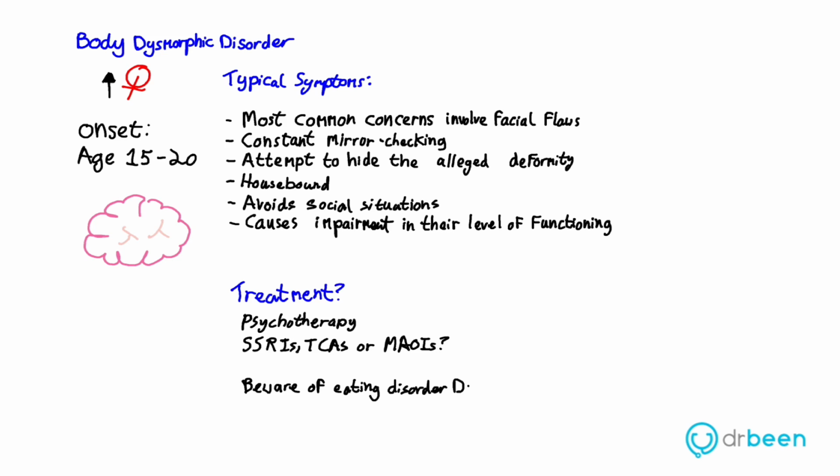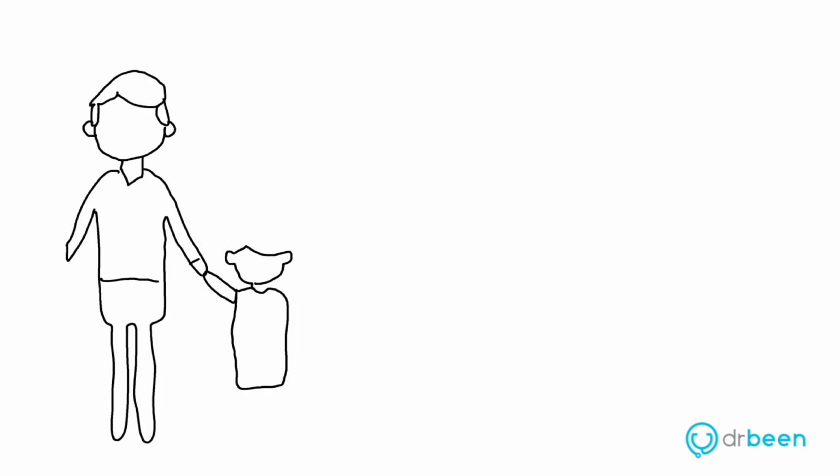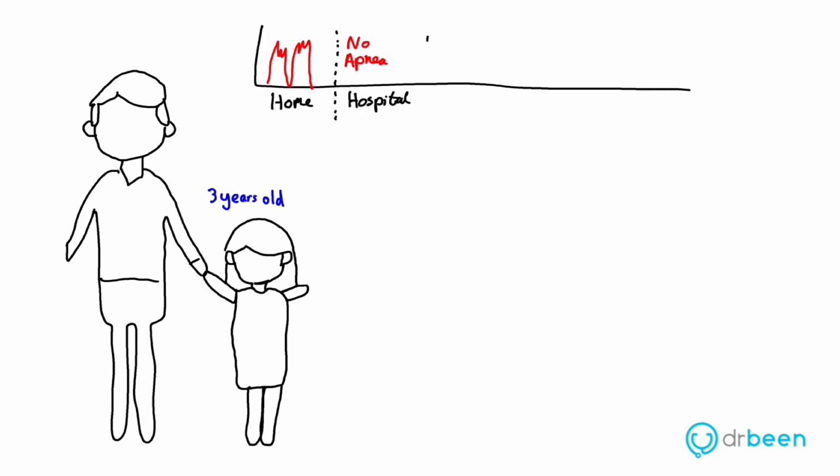So let's look at one of our last cases. A 3-year-old girl is hospitalized after her dad complains that the girl keeps having episodes where she can't breathe in the middle of the night. An apnea monitor shows numerous episodes of apnea when the girl is at home, but when she was in the hospital she had no episodes of apnea. However, shortly after the dad visits, the girl has numerous episodes recorded on her monitor. Does anyone know the diagnosis of this?